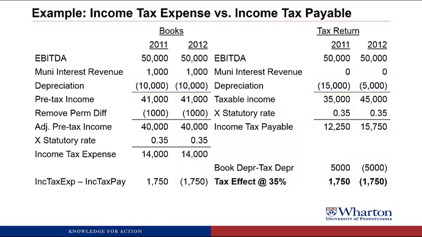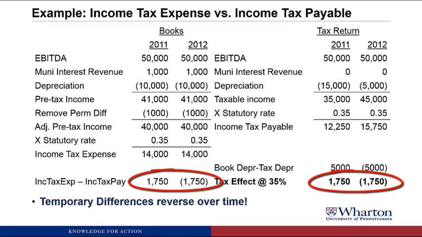If we take that times 35%, we end up with savings of $1,750 in taxes payable in 2011 and extra taxes of $1,750 in 2012, which are exactly the same as the difference between income tax expense and income tax payable. So these temporary differences reverse over time. We have more income tax expense than taxes payable in 2011, but then that exactly reverses in 2012 by the end of the depreciable life.